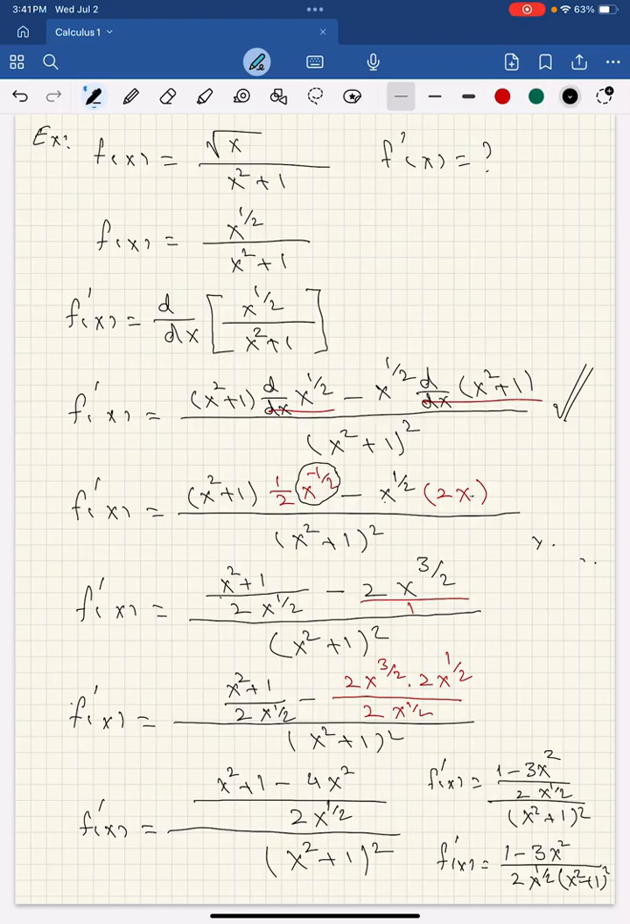I'll stop the lecture here. This was all about the quotient rule, and see you all in the next section, which is section 3.3, where I will cover the chain rule for you.